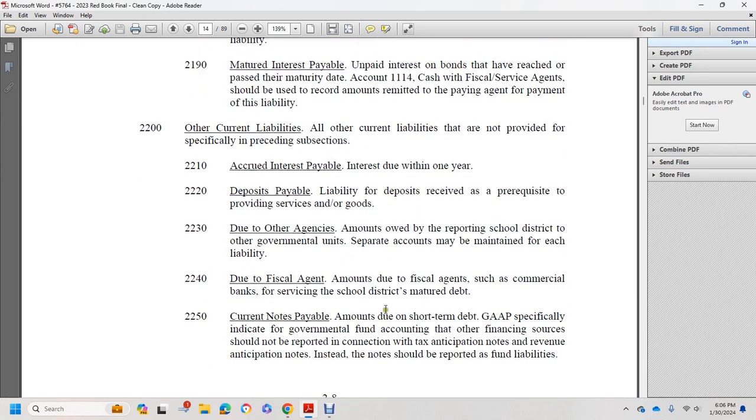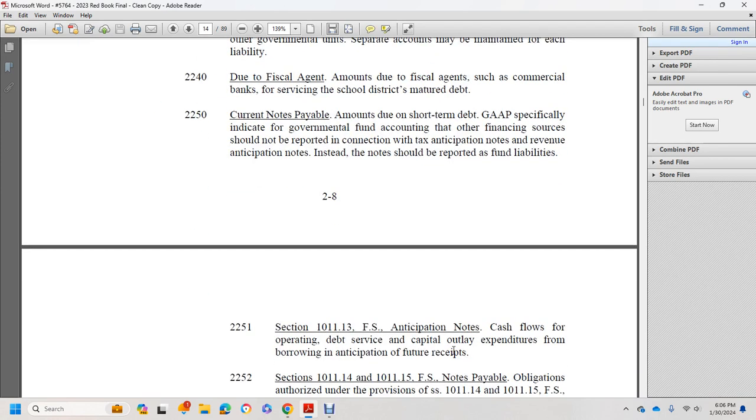2250, the current note with the payable amounts due with the short-term government accounting principles, specifically indicating government funding, accounting for other financial sources should not be reported in connection with the tax anticipation notes and revenue anticipation notes. Instead, the notes should be reported as fund liabilities.